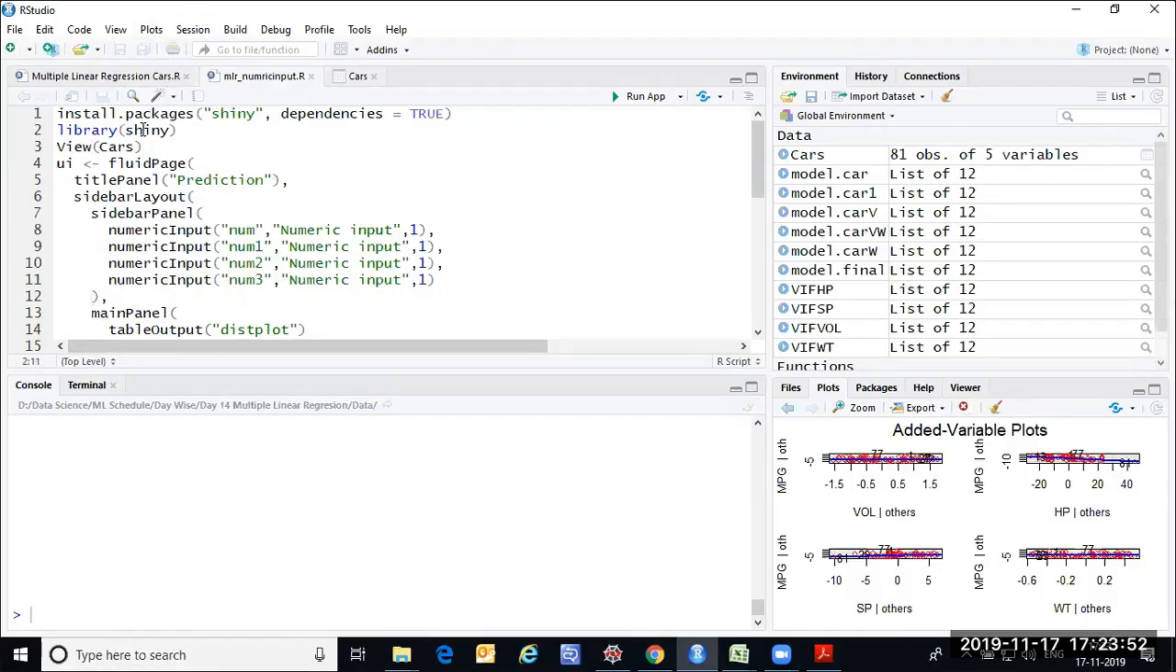This is the package that we are going to use in R to deploy the R model that we built. You need to load this library, Shiny. But when you're doing it for the first time, you need to install the package first. After that, you need to load this Shiny package.